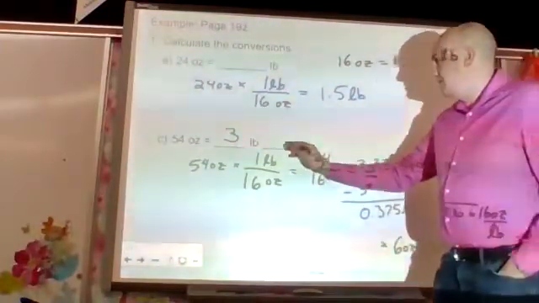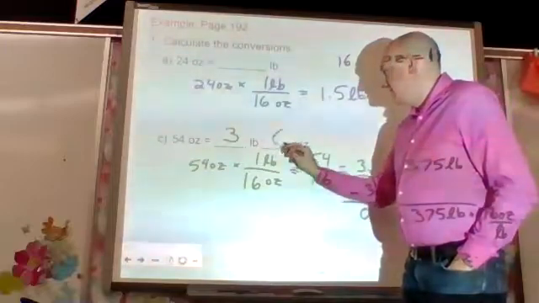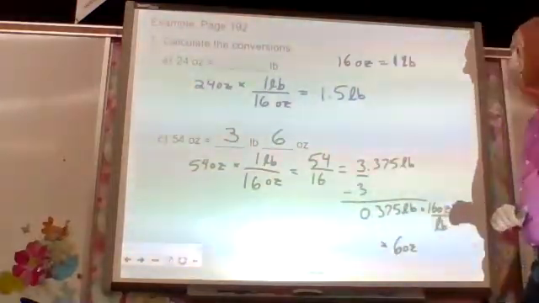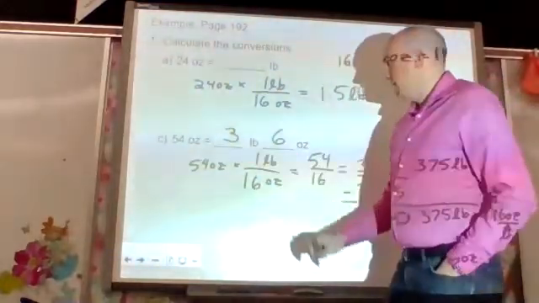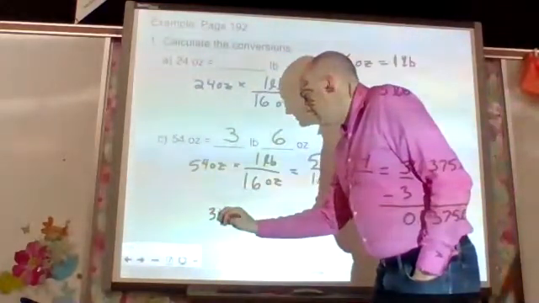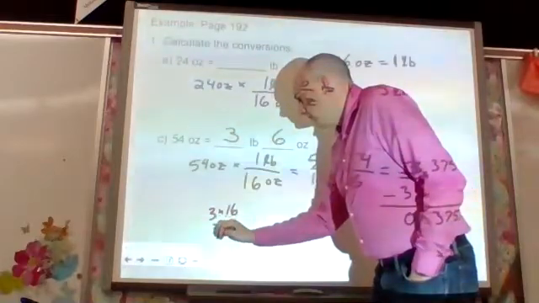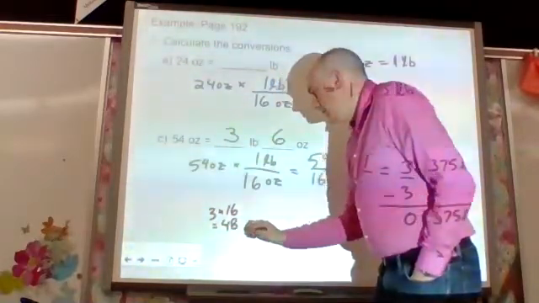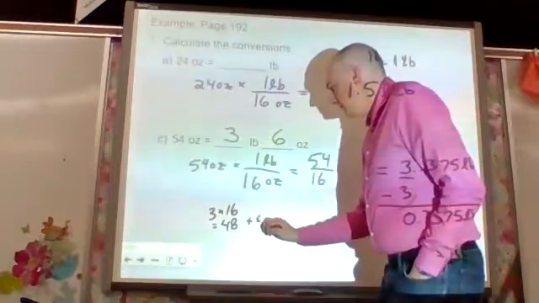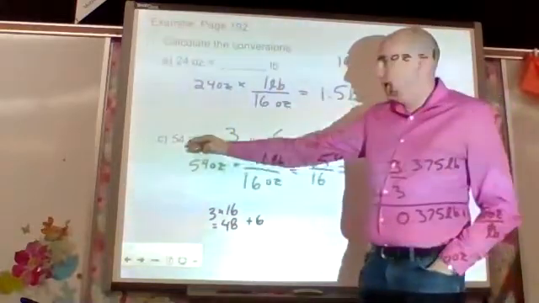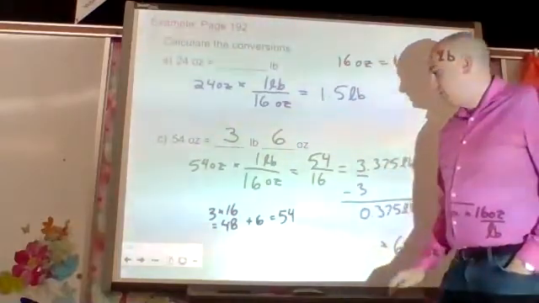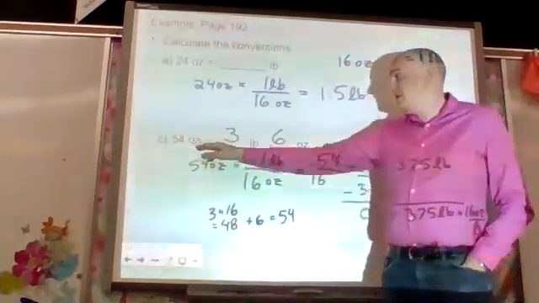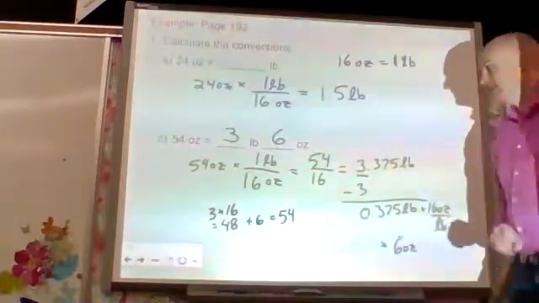So overall, this is 3 pounds and 6 ounces. Now, one way to do a quick check on that is if we take our 3 pounds and multiply it by 16, that's 48 plus 6. That should get me back to my original number of 54 ounces, right? So 54 ounces equals 3 pounds and 6 ounces.